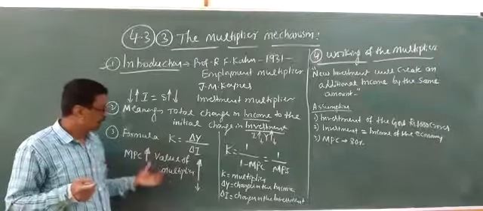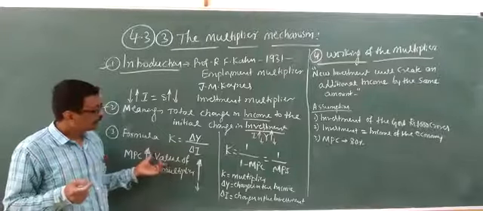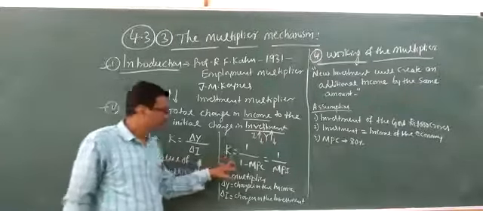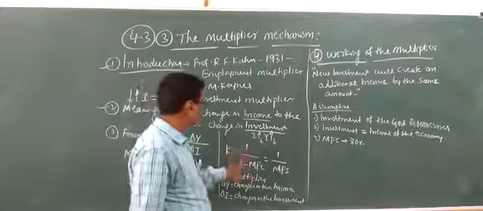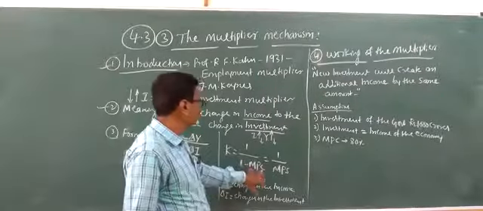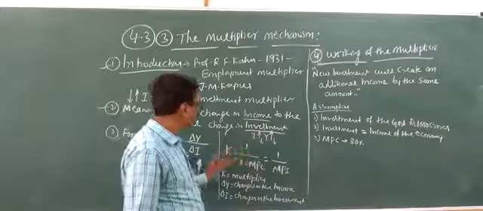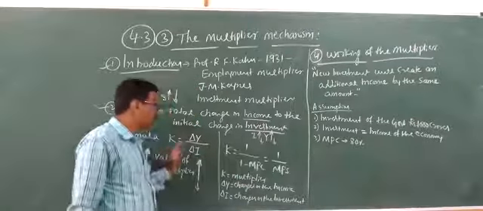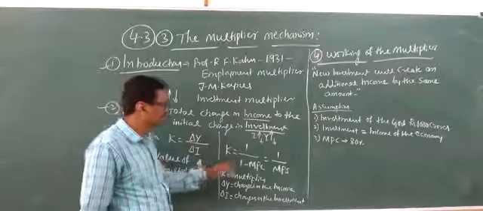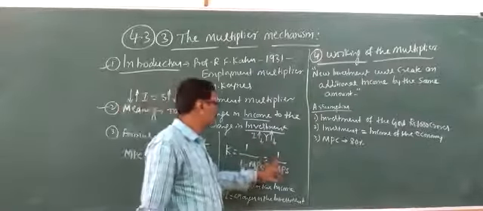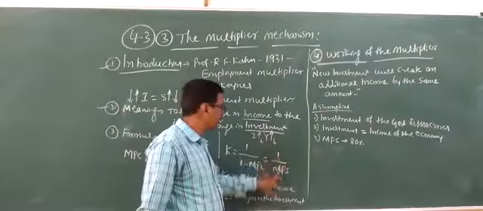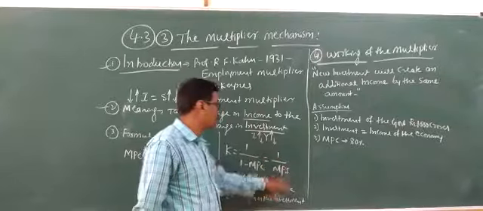That can be calculation. Investment multiplier K is equivalent to 1 divided by 1 minus MPC. 1 indicates how much amount of investment exists in the economy. That can be equal to 1 divided by MPS, marginal propensity to save.